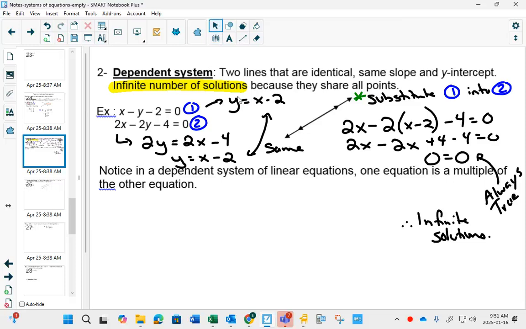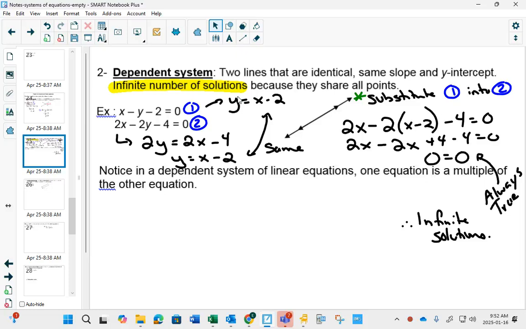So whenever you get infinite solutions as an answer, if you use substitution, I just say do a double check to make sure you substitute it into the other equation. Because if you accidentally substitute it into the same equation, you will get an infinite solution every single time.